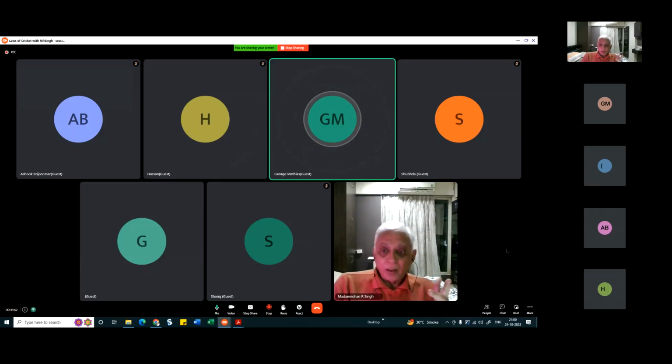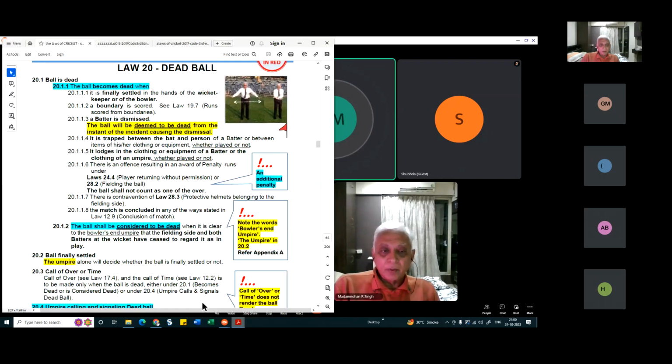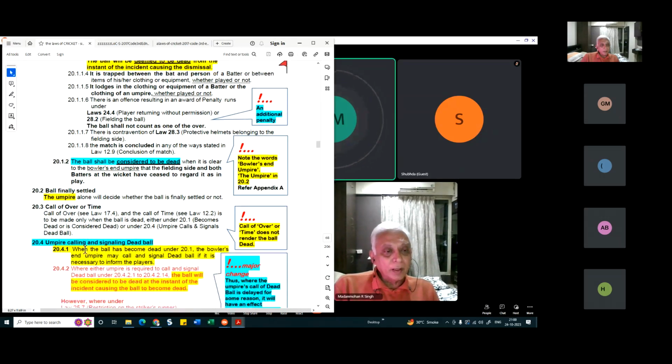And at that time, if I feel that there can be a miscarriage of justice, call and signal dead ball, because the law even allows you that even in a case where the ball becomes dead under so and so, the bowler's end umpire may call and signal dead ball if it is necessary to inform the players. So you do that job of informing the players: dead ball. According to me, that ball is dead. It may take a few people by surprise, but then you would be exercising your right properly, and by doing so, you will prevent any miscarriage.